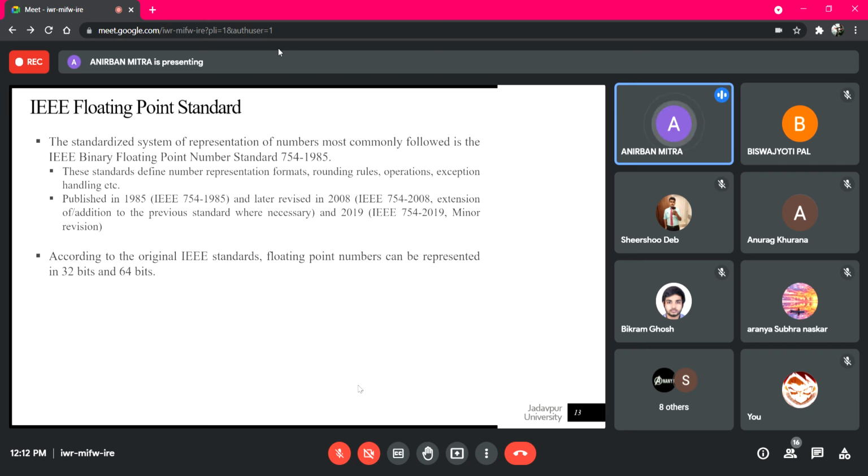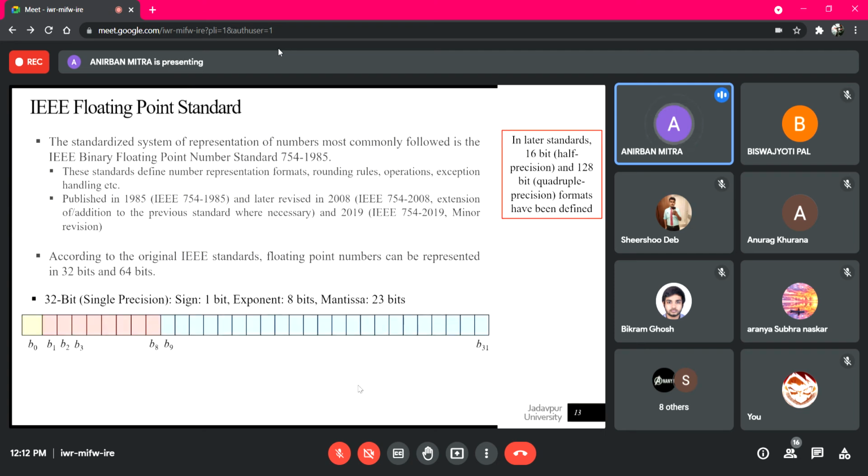Later on, in 2008, two other formats, half precision and quadruple precision, were introduced. That is 16-bit half precision and 128-bit quadruple precision. These formats have also been defined in 2008. But we are interested only in the single precision and the double precision formats, that is 32-bit and 64-bit respectively.